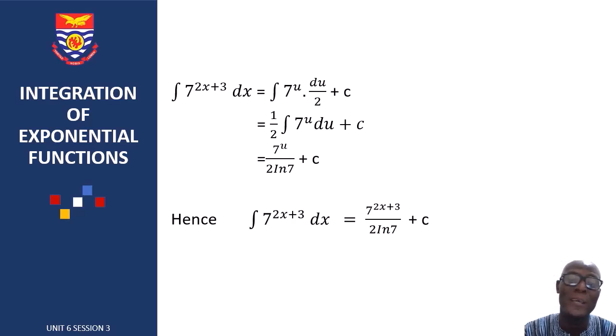Therefore, the integral 7 exponent 2x plus 3 dx is equal to 7 exponent 2x plus 3 all over 2 ln 7 plus c.